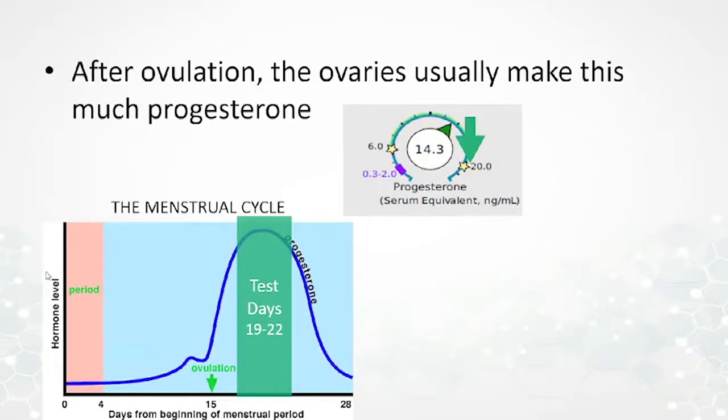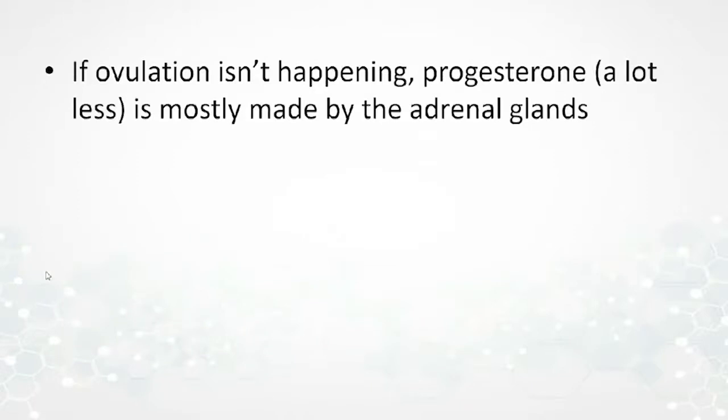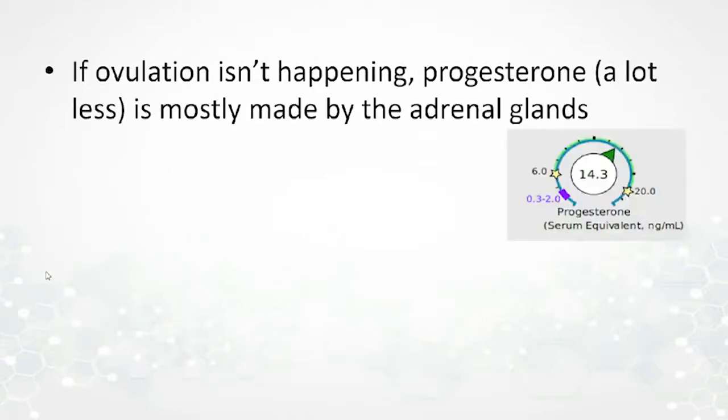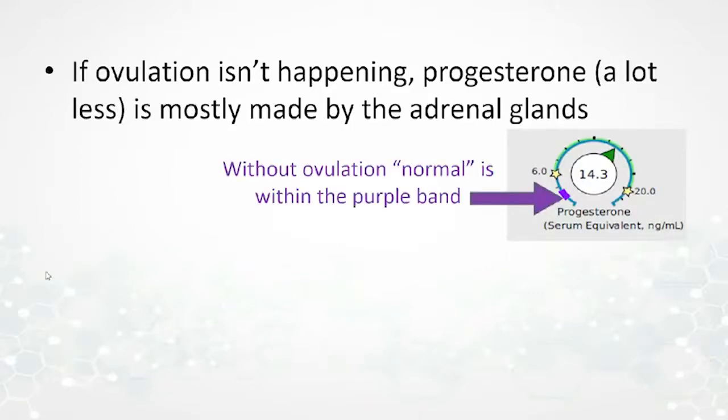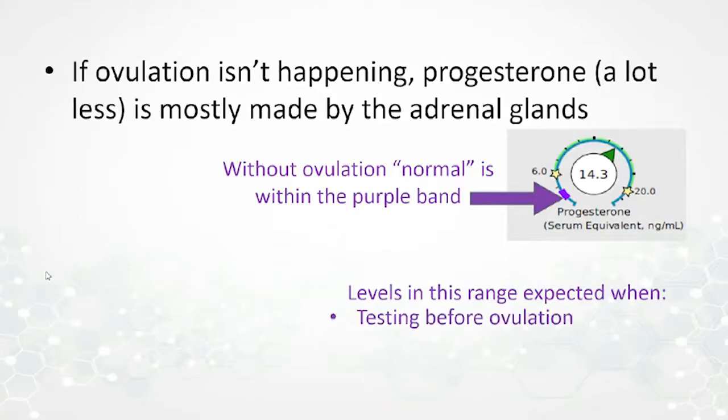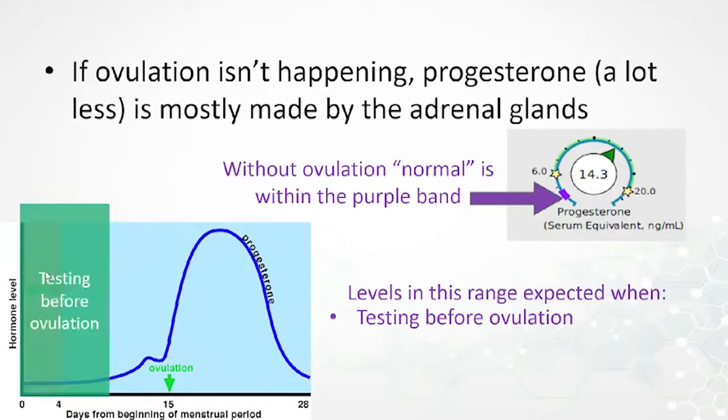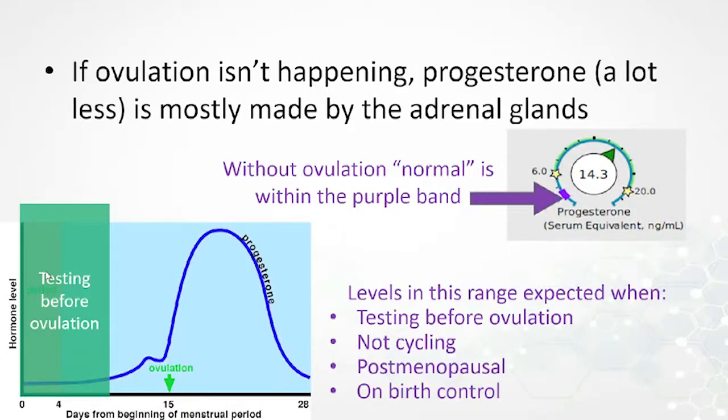And as we get then to women who are not cycling, say they're on birth control or they're past the menopausal phase, so they're postmenopausal, then we expect to see their levels not up in here because they're not ovulating. We expect to see them down in this little purple band once they're in that phase of life, because again, they're not ovulating, and what's left is really just residual progesterone that's being made not by the ovaries, but primarily from the adrenal glands.